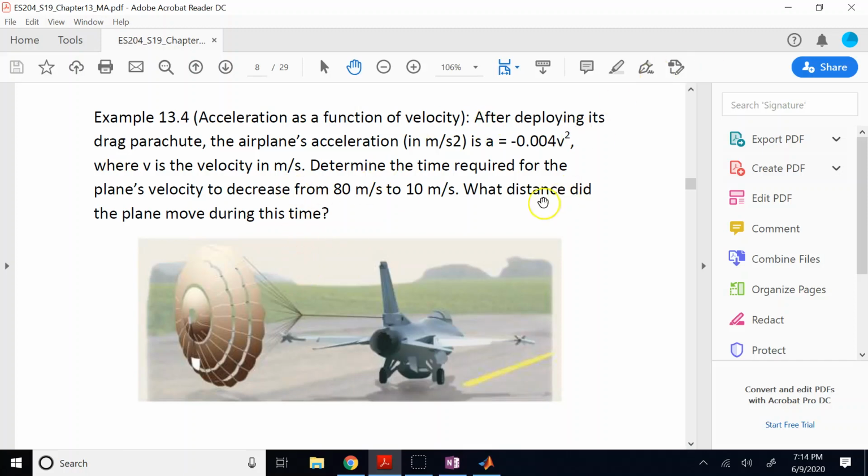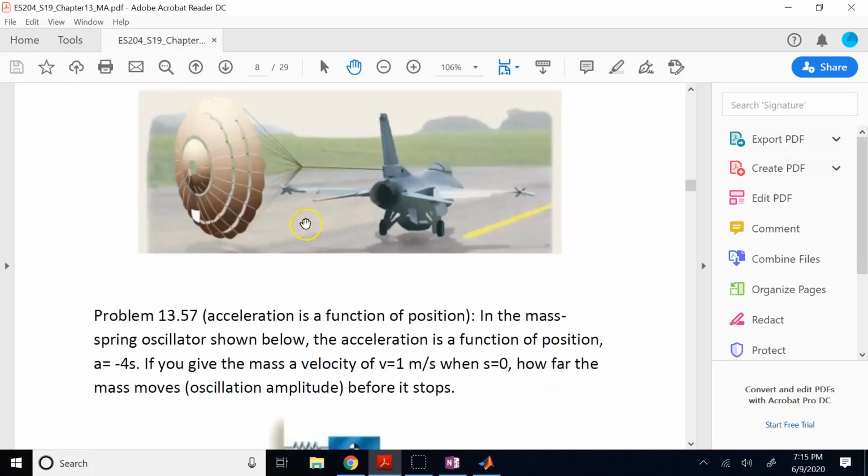Now, if it lands with a velocity of 80 meters per second and deploys the parachute right away, and the formula for the acceleration due to the parachute is a equals negative 4,000 v squared, I want to know how much time it takes for it to go down from 80 to 10 meters per second, and during this reduction in speed, how much has this airplane moved on the runway. So we're going to look at this problem.